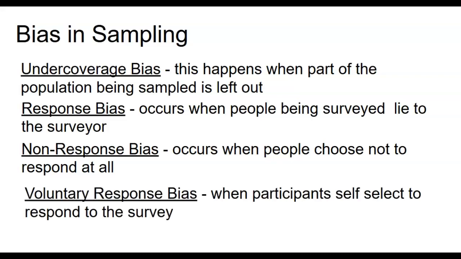Voluntary response bias. This is when participants self-select to respond to the survey. An example would be a radio station conducting a call-in poll on whether Civil War monuments should be removed from public spaces. This creates voluntary response bias because the people who respond to these types of surveys tend to have strong opinions one way or the other.